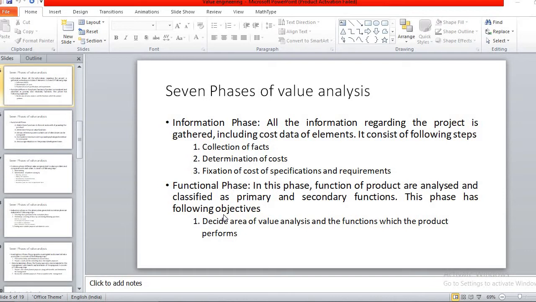In this video, the 7 phases of value analysis. We went through the different stages of value analysis previously. In these 7 phases, we are trying to find the unwanted element, so that we can remove that particular cost and improve the value of that particular product or service.